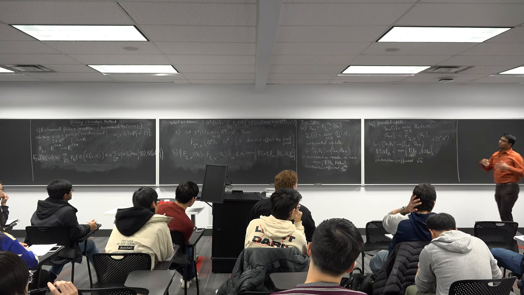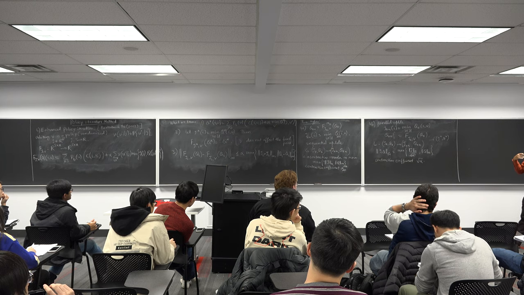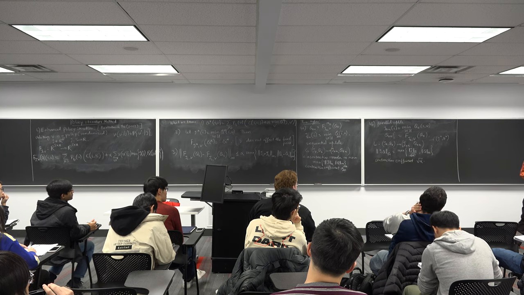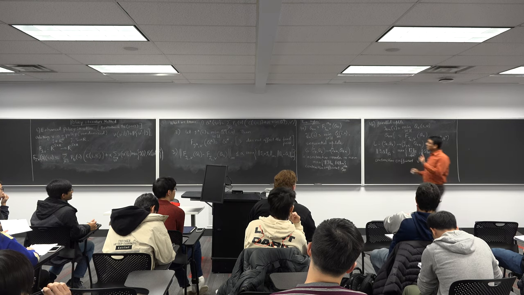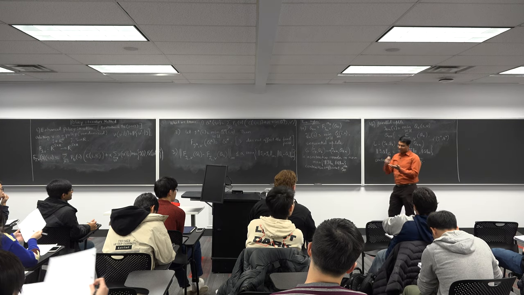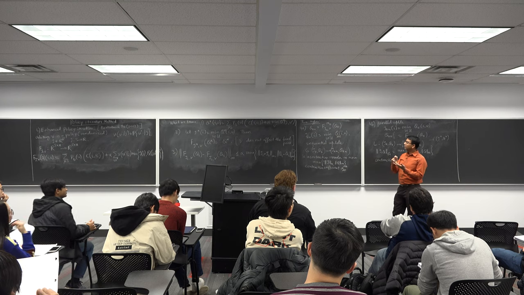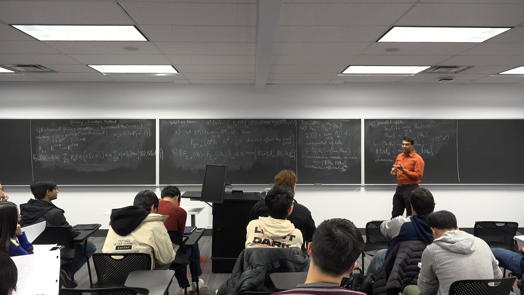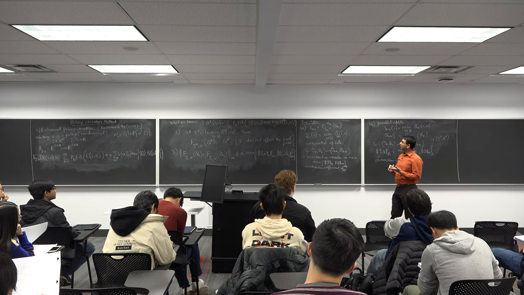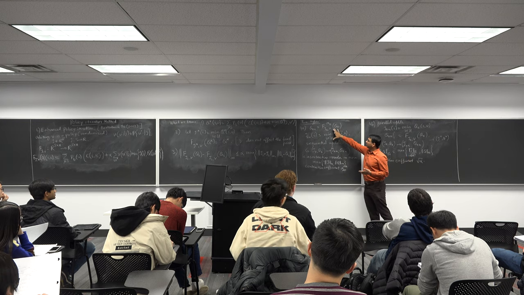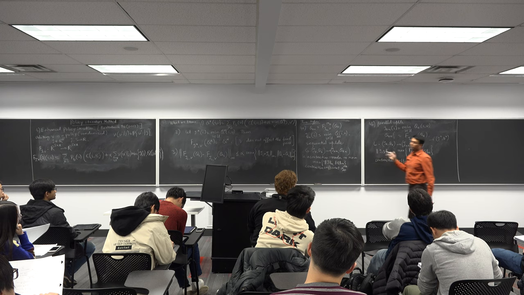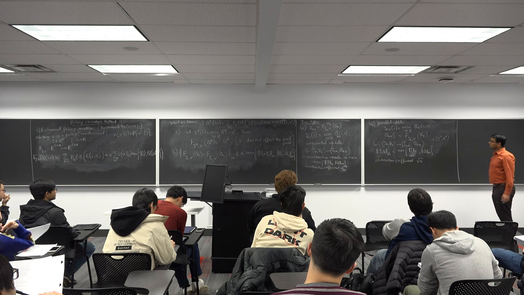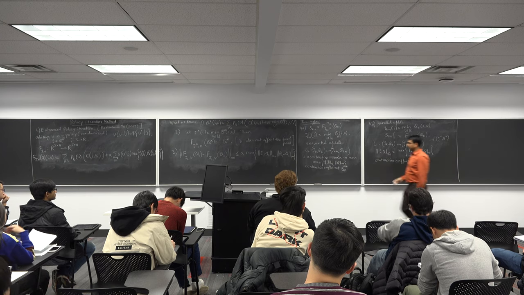So you can recover the usual policy iteration algorithm, value iteration algorithm, and modified policy iteration algorithm, all using various choices of mk and nu in this problem. So that's the connection.